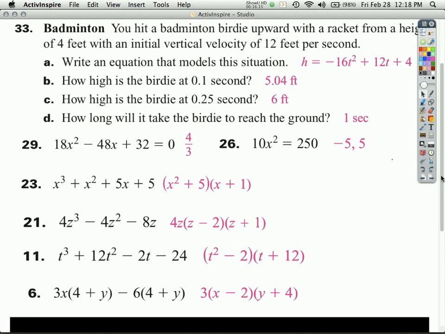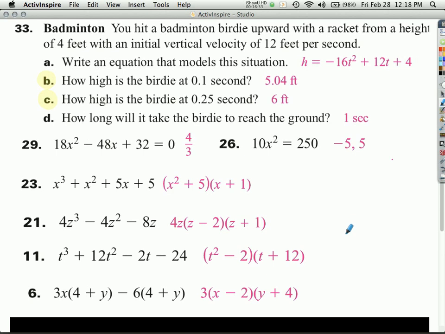So let's start with number 33. Give me a thumbs up if you got all parts of it correct. Good, that's to be expected. What were you supposed to do in parts B and C? Anyone have an idea? What were you supposed to do? Anyone have an idea? John?